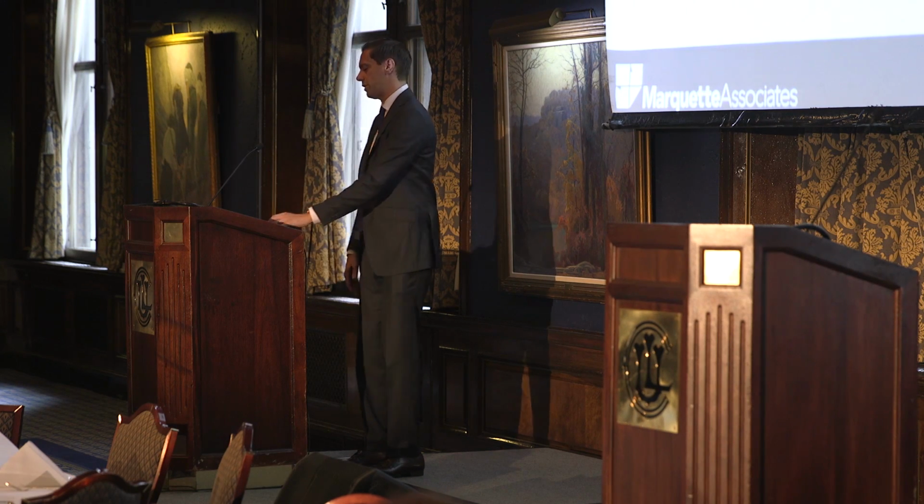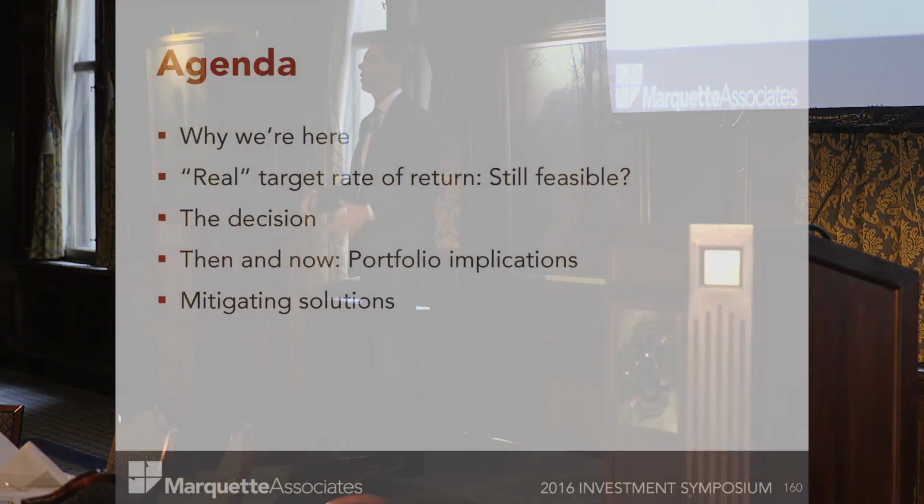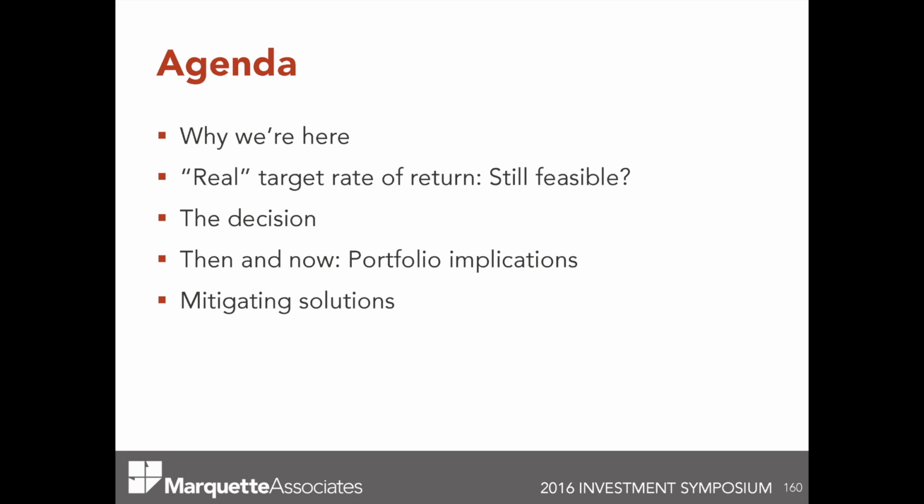In terms of agenda, we're going to talk about why we're here. We're going to talk about what the capital markets have done over the last 20 to even 30 years to put us in this position. We're going to talk about this real rate of return. When we talk about this target rate of return, you can break it out into different components. We'll look at some changes over the years and why that's driving this discussion today with our clients. Ultimately, this comes down to a decision, a choice that clients have to make.